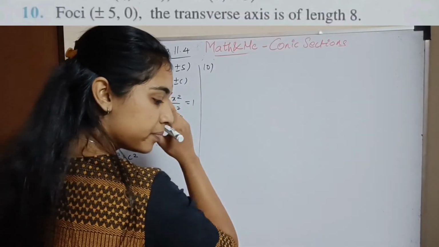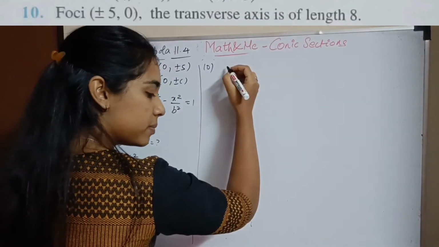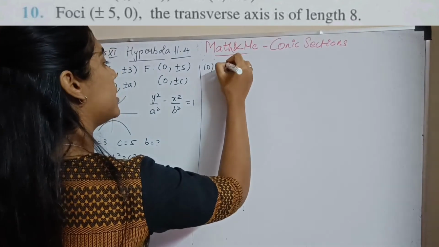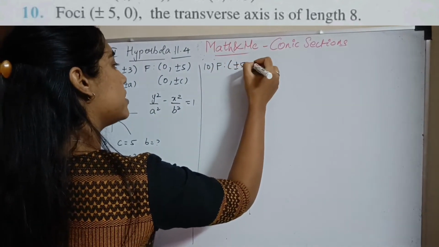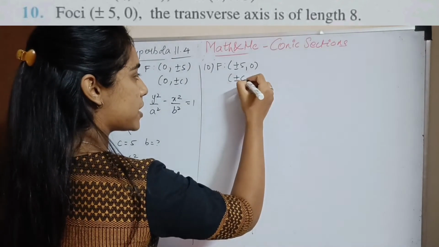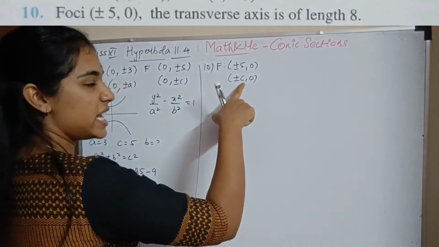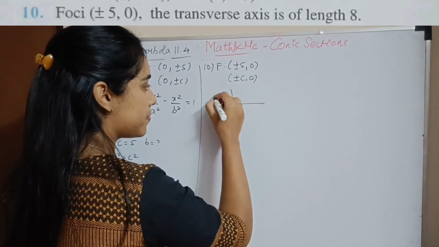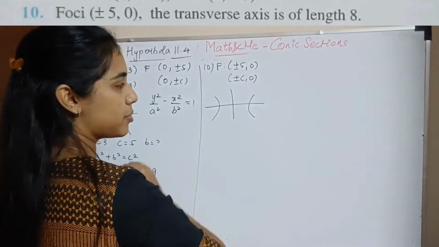Question number 10. Foci at plus or minus 5, 0. This is my foci. Foci is plus or minus 5, 0. Now it is plus or minus c, 0. So c lies on the x-axis. So this is how your hyperbola looks like.